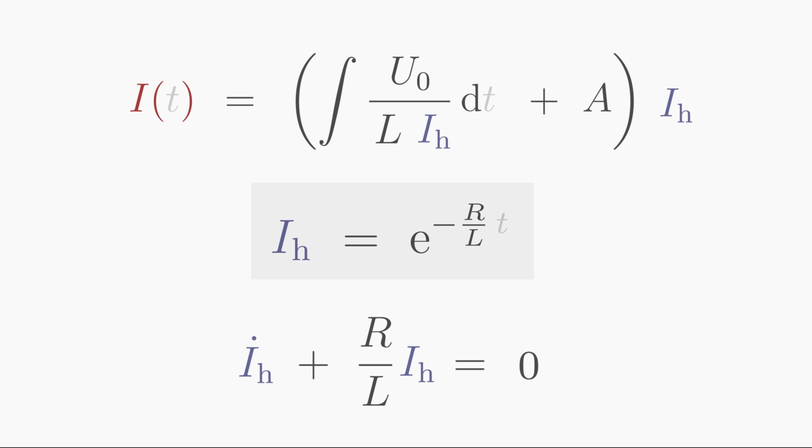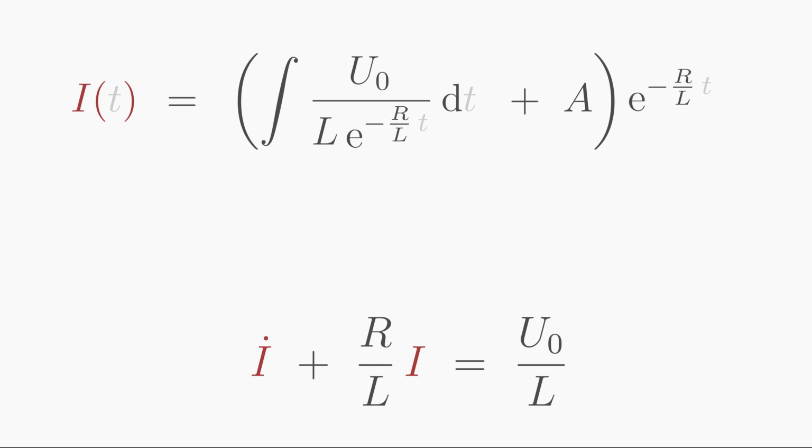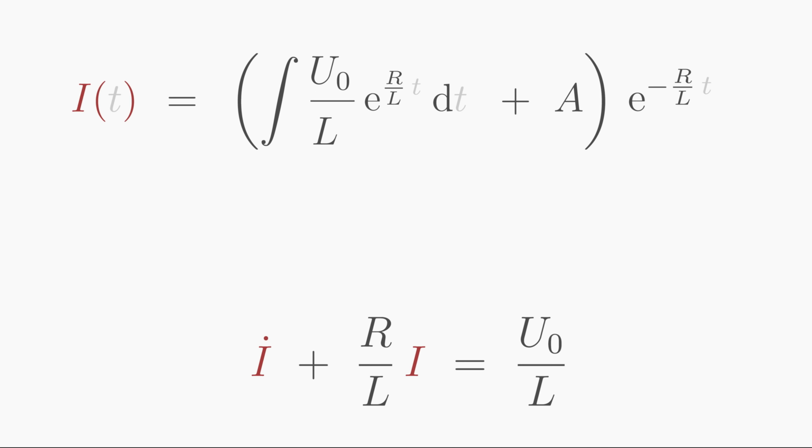Thus the homogeneous solution is I_H equal to e to the power of minus R over L times t. Let's insert it into the inhomogeneous solution formula. Note that 1 over the exponential function containing a minus in the exponent is simply equivalent to the exponential function without the minus sign. Now we have to calculate the integral.